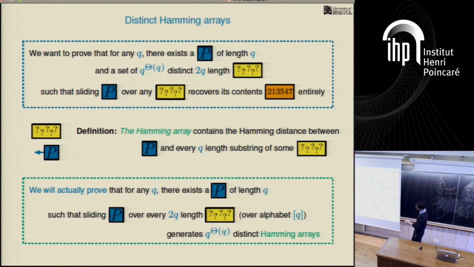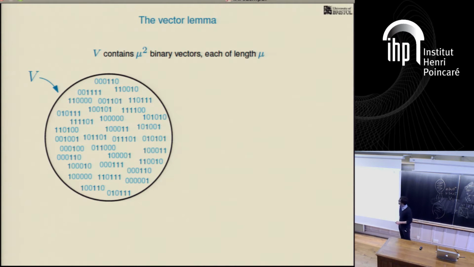OK, so on our way to generating this, I'm going to have to tell you something that initially looks unrelated. You'll see why this is a lie in a minute. But V is going to be a set containing mu squared binary vectors. Each vector has length mu. So I imagine some set of mu squared binary vectors, each of length mu. What I want you to do is pick any mu vectors from V.